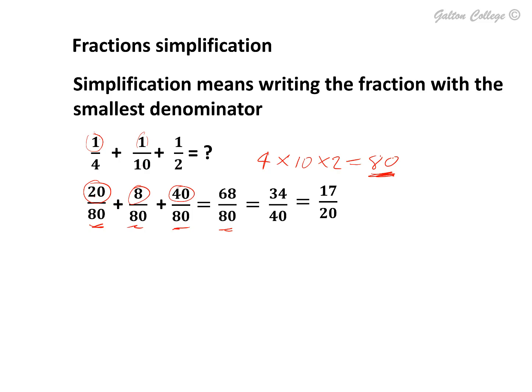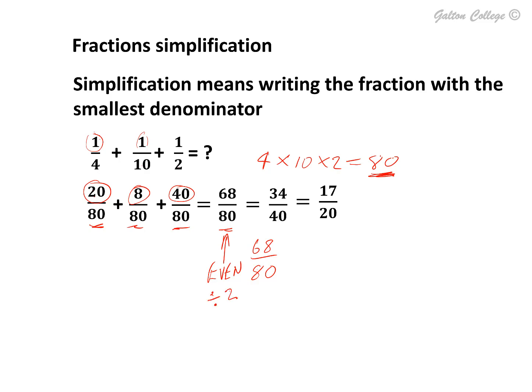So now, this is the way our fraction looks. Add it all up, we get 68. 20 plus 8 is 28, and 40 is 68. So it's 68 over 80. Well, whenever you see a fraction like this, we can divide it by 2 because it's even. 68 over 80, that's even. Even means we can divide it by 2.